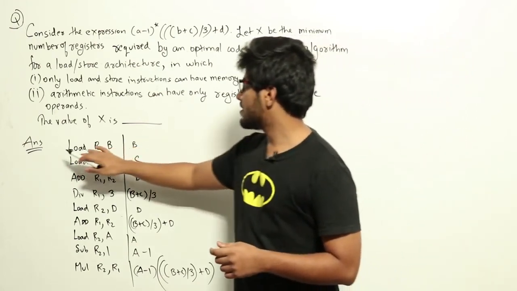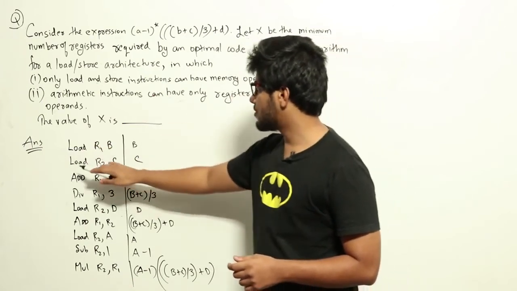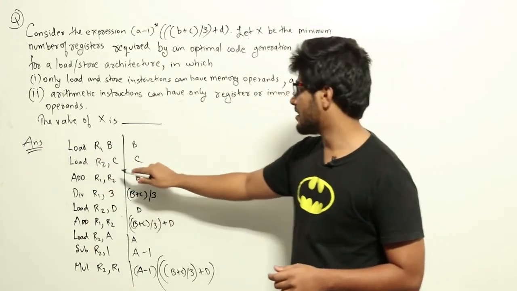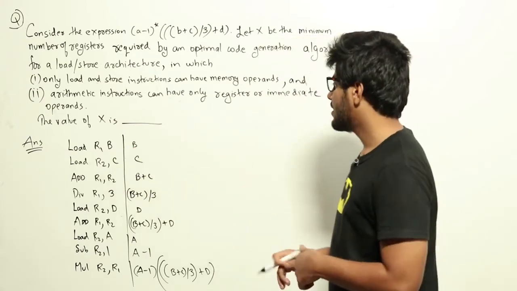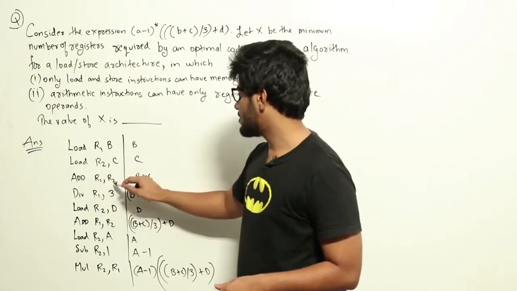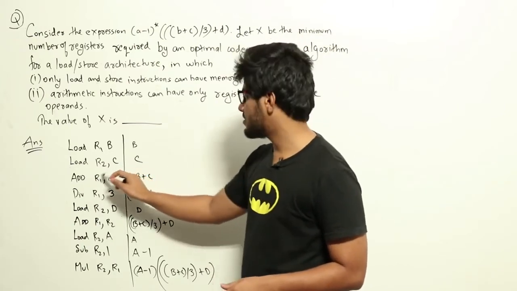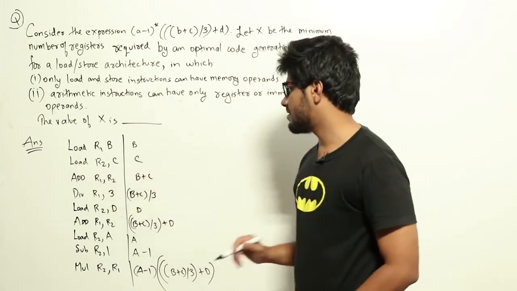Let us do this. Load R1, B, we are loading B to register R1. Load R2, C, we are loading C to register R2. So already two registers have been used up. Then I am performing add R1, R2. This means R2 and R1 will be added and the result will be stored in R1. Now R1 will have B plus C stored in it.